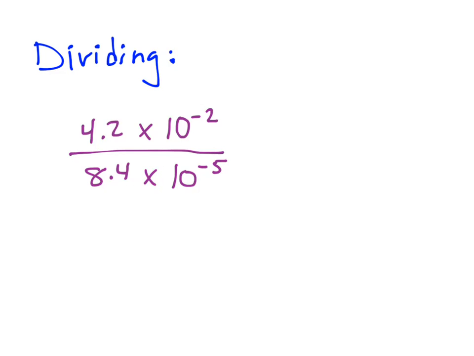Dividing works very similarly. You can divide these in any order, so we can divide the numbers first and then the tens with the exponents. All right, so 4.2 is actually exactly half of 8.4. Right, so if we divide just this piece, you can check it on a calculator if you like, but that's going to be 0.5. And then you may remember dividing with exponents, you subtract the exponents. So this would be times 10 to the negative 2 minus negative 5, right, which is plus 5, so that would be 10 to the third.